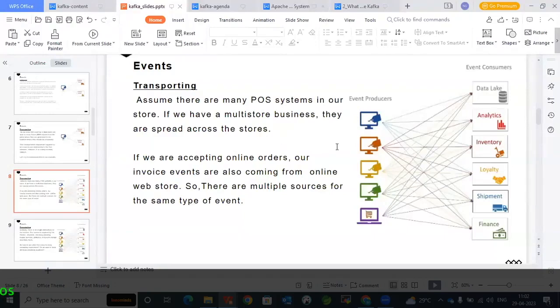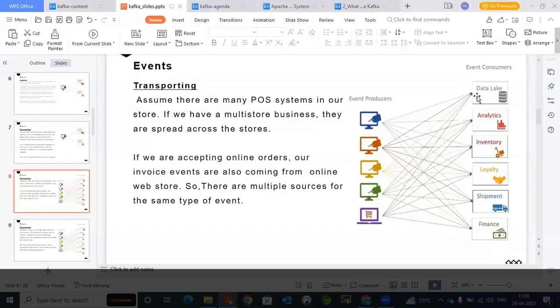Please follow. Now, one POS system, second POS system, third POS system. Likewise, we have many POS systems. These are all POS systems. We call them the event producers, right? Event producers. Now, these event producers will produce the invoices for the inventory, analytics, loyalty, shipment, finance, and data lake. So these are all the services for which these events will be produced by the producers. Now, these are all called consumers, because they are getting the data from these POS machines and consuming that data.